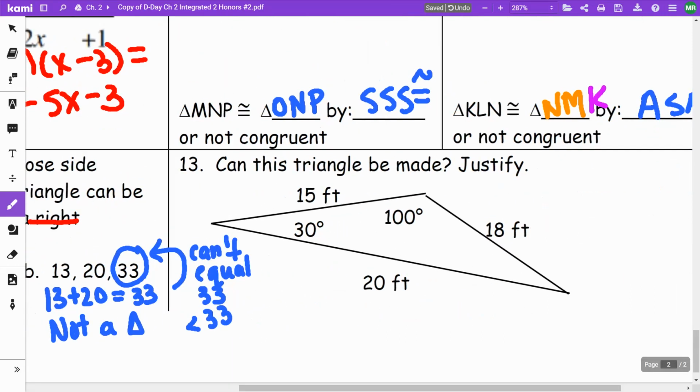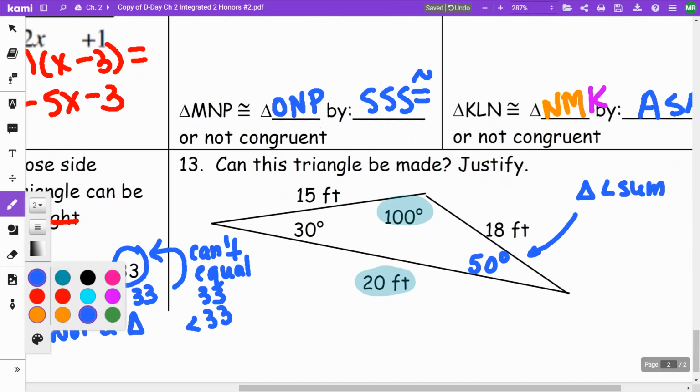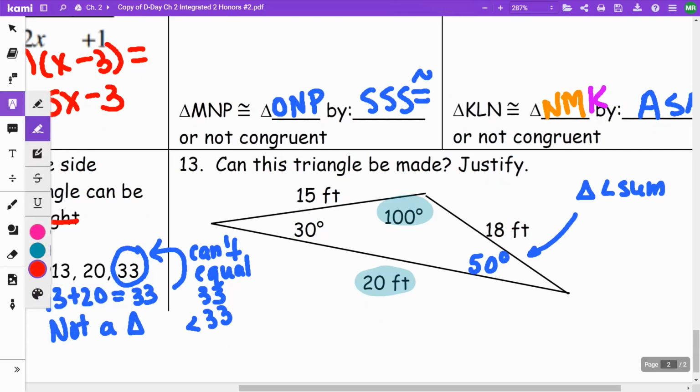On 13, can we make this? So looking at this, this is going to be a 50 degrees. Okay, that's acceptable. That's because of triangle angle sum. Now, is that reasonable? So what I want to look at is the biggest side should be across from the biggest angle. Okay, and that is so. And the smallest side should be across from the smallest angle, and that is not.